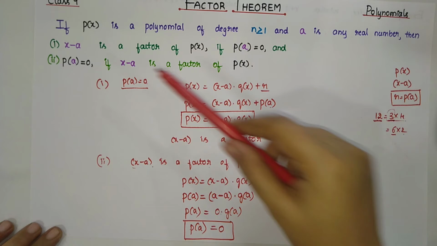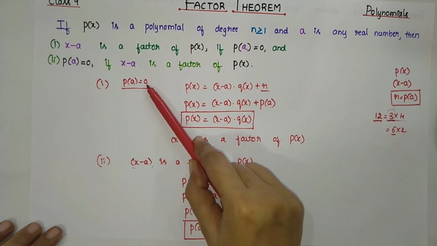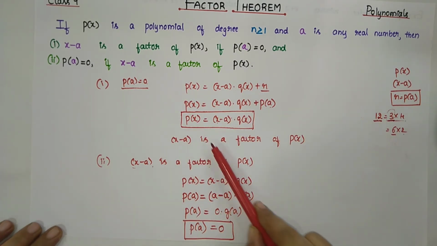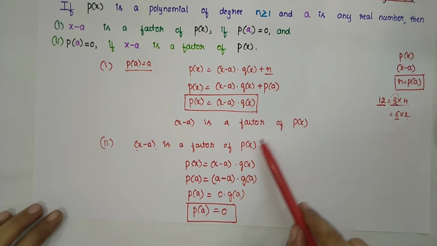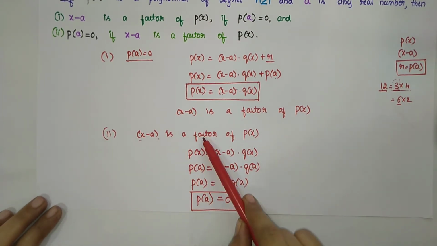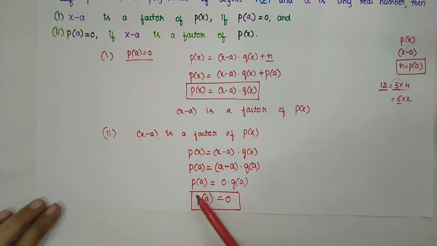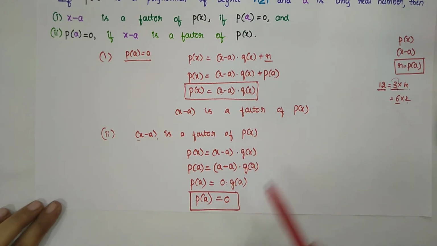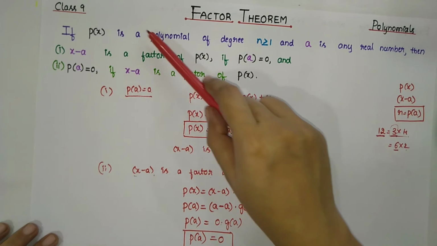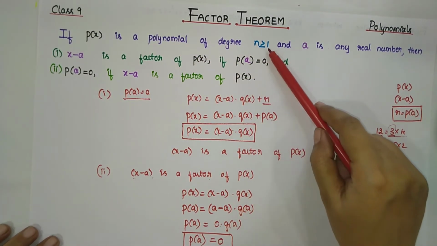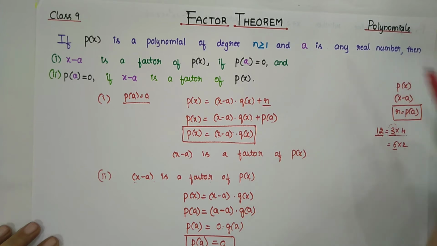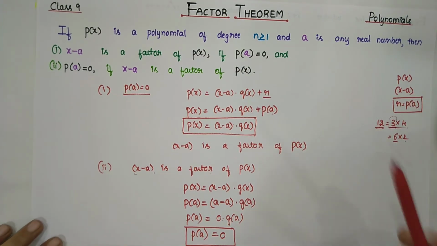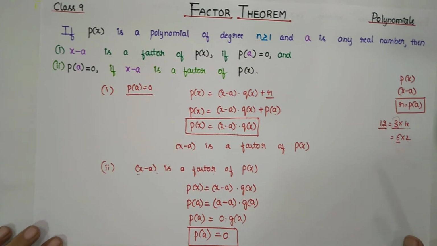That is, when p of a is equal to 0, x minus a is a factor of the polynomial p of x, and conversely, if x minus a is a factor of p of x, then p of a is equal to 0, where p of x is a polynomial of degree greater than or equal to 1 and a is any real number. So this is the statement and proof of the factor theorem. Now let us verify this with an example.